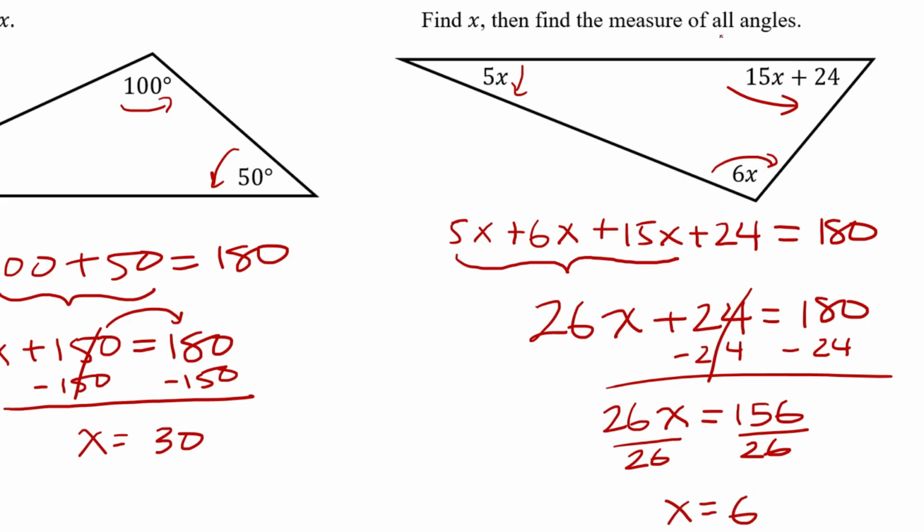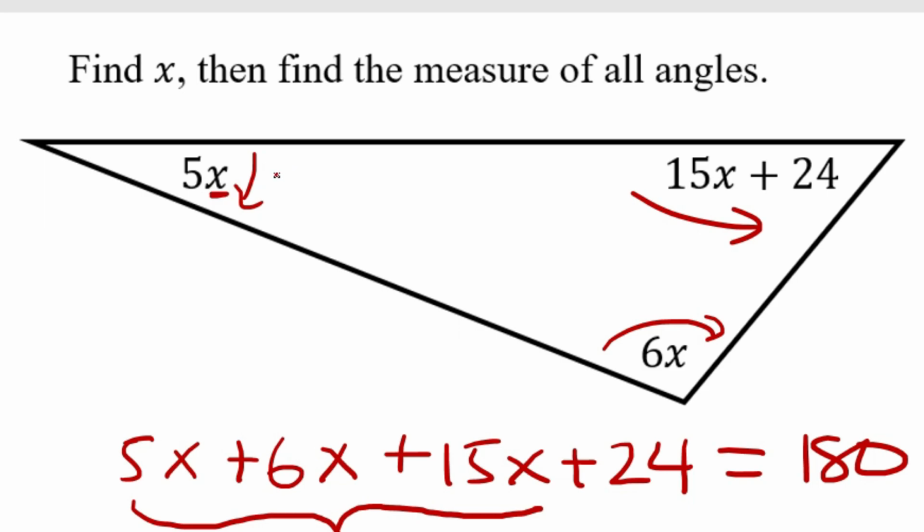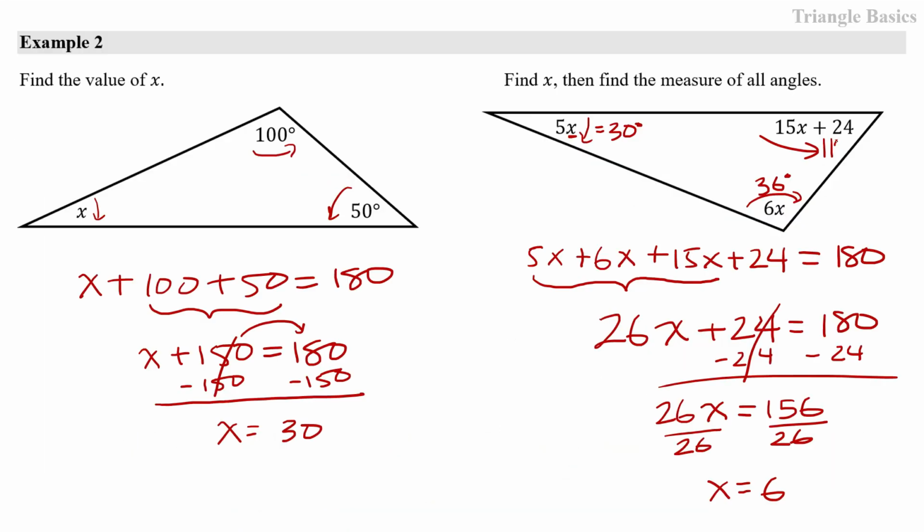Once again, we have to find the measure of all the angles. So if I go back and I plug in 6 right here, 5 times 6 will tell me that this angle is 30. If I plug it in here, 6 times 6, the angle will be 36 degrees. And if I plug it in here, 15 times 6 is 90. And 90 plus 24 is going to be 114. Okay, and you can also add these up, and it should tell you that 30 plus 36 plus 114 is going to equal 180.